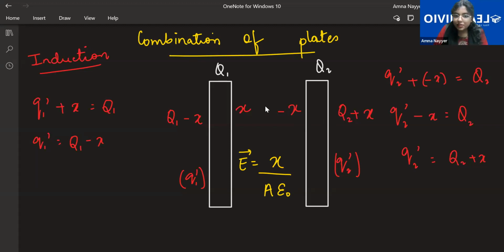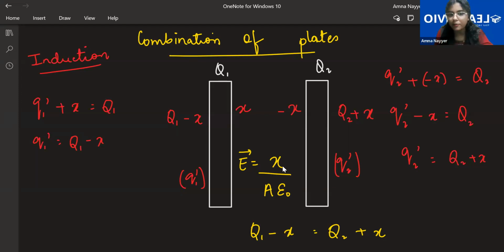Remember, when these two are equal and opposite, obviously these two will also be equal. Then only the charge will be conserved. So how can you utilize it? Your Q1 minus x will be equal to Q2 plus x. From here, you will get your value of x, and you can put it here and directly get the electric field. So this is the toughest question that is possible out of the Gauss theorem's application. Maximum this can come, but this is not very difficult.